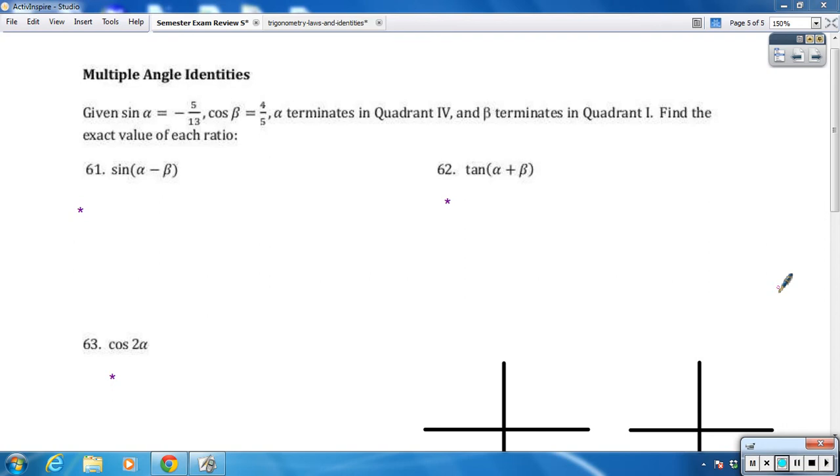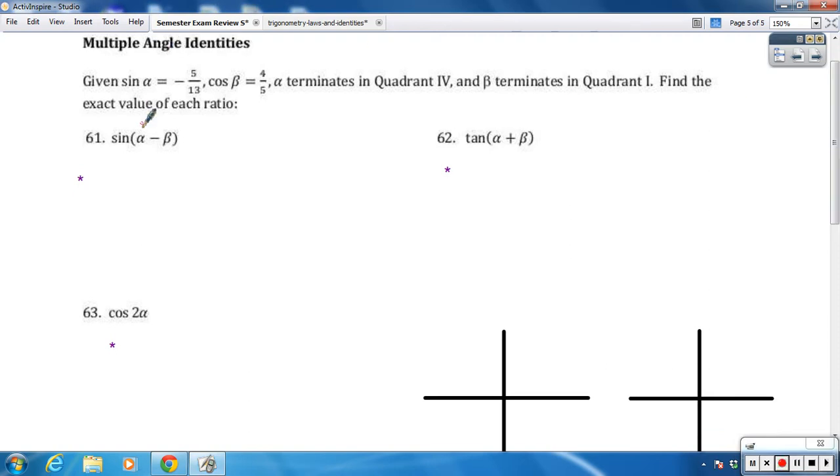Final exam review, on multiple angle identities. So we're going to be looking at questions 61 through 64. And to do these sections, you want to make sure that you are familiar with your sum and difference identities as well as your double angle identities.